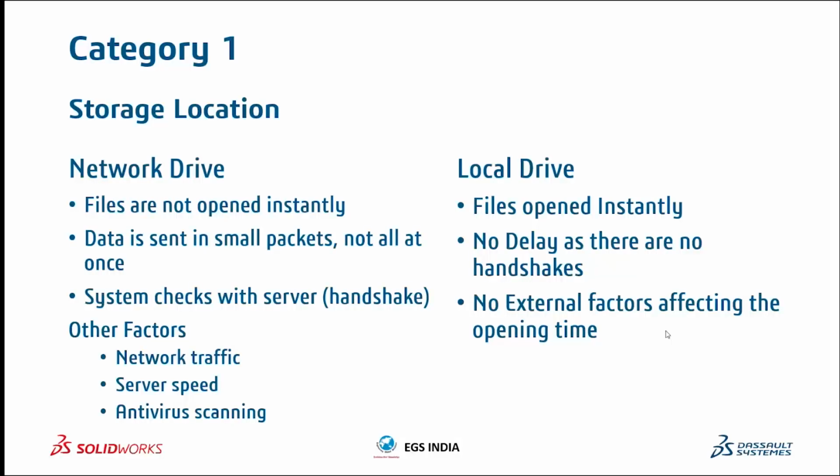Second major factor: let's say there are 5 people working in a small server setup, where everybody is trying to access a large assembly file. The server system cannot allocate all the resources directly to one person, meaning the traffic is going to slow it down. The rate at which the small packets of data are sent is going to be split across all users, making the entire process slower for all 5 people.